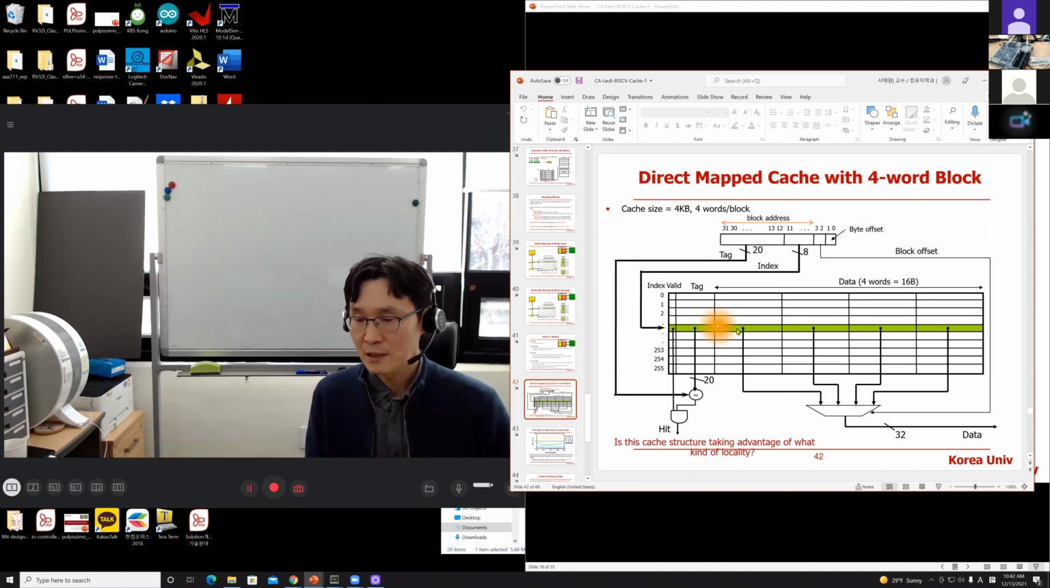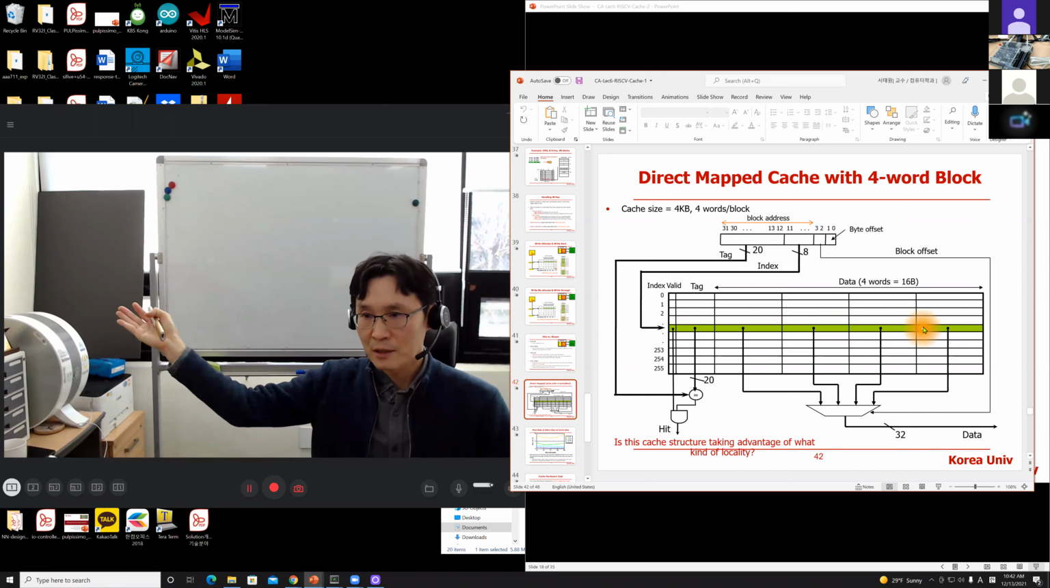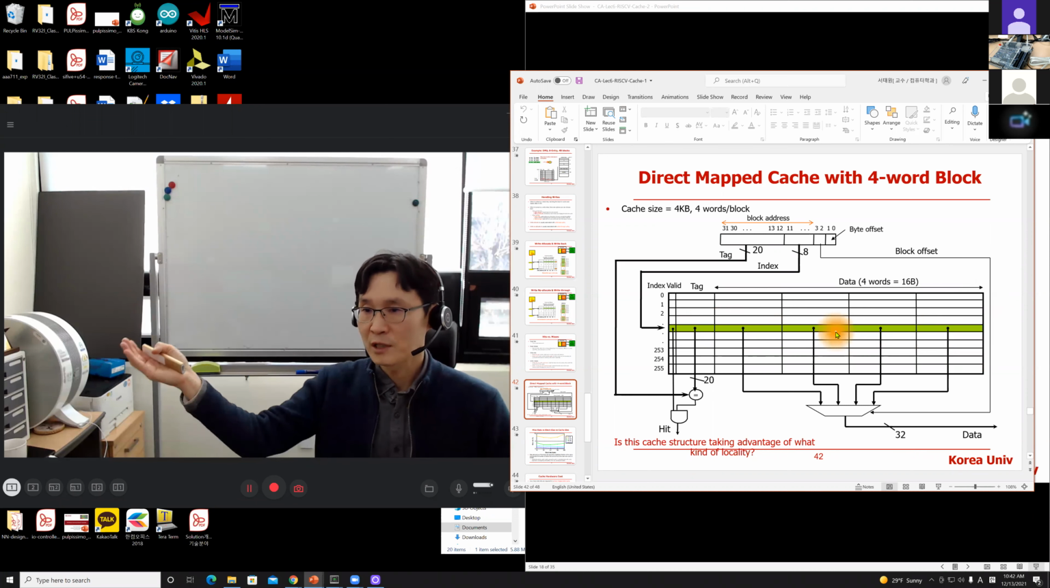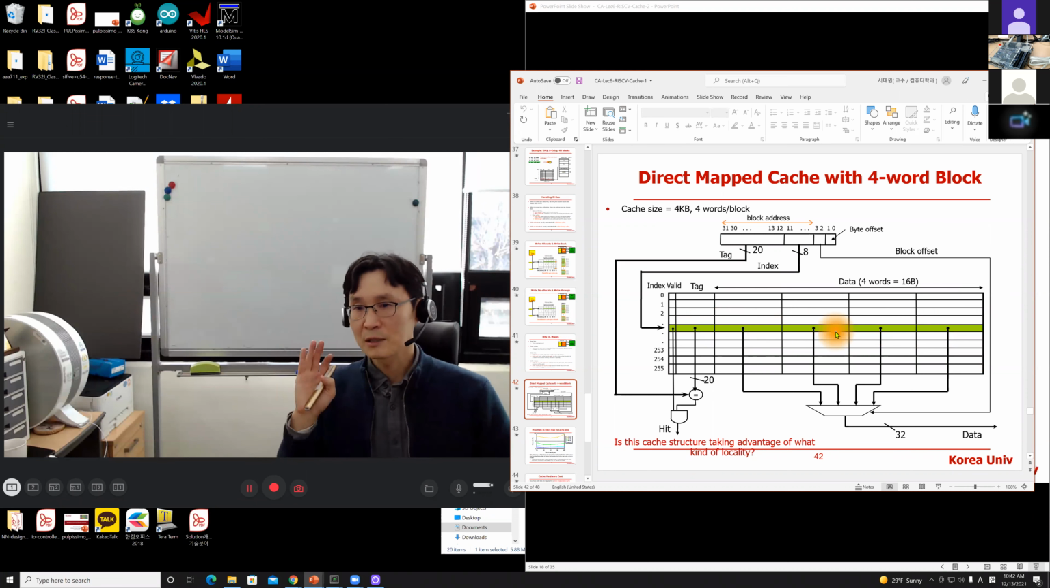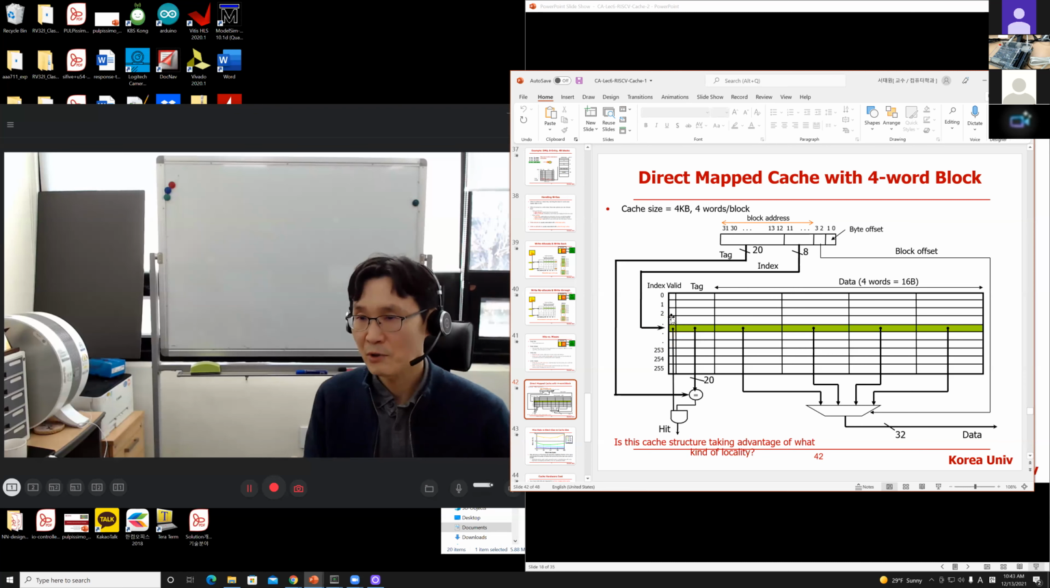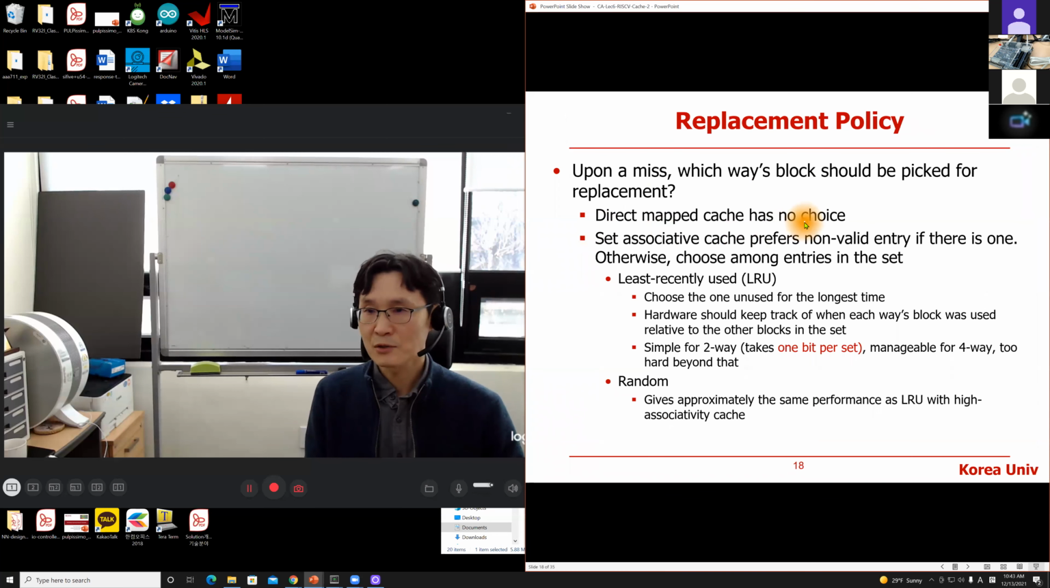You have to replace this cache entry to memory if it's dirty. You have to store this cache line to memory and bring in the new memory block. So in direct-mapped cache, you don't have any choice, because you have only one cache entry in this set. So that is replacement. We are talking about replacement policy. In direct-mapped cache, you have to replace that particular entry because you have only one.